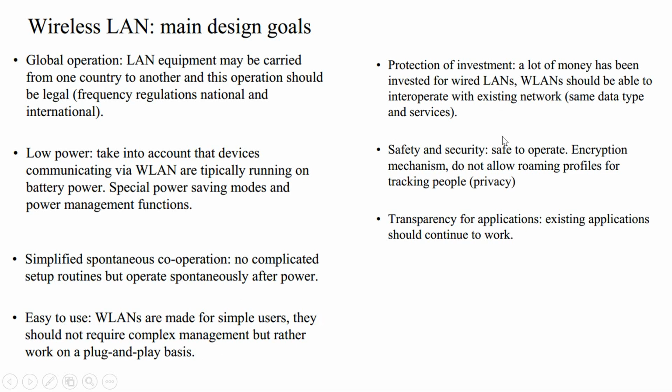Protection of investment: a lot of money has been invested in wired LANs, so you should take this into account so that it does not consume more money. And safety and security: as I told you already, there are interference problems. You should take measures so that the signals do not get interfered with and you get proper quality of service. Last is transparency for the applications. So these are the main design goals to be considered while designing a wireless LAN network.